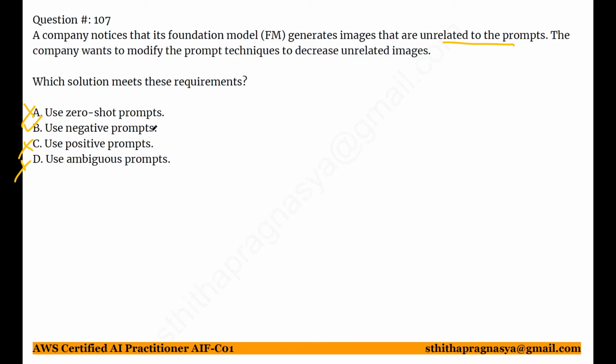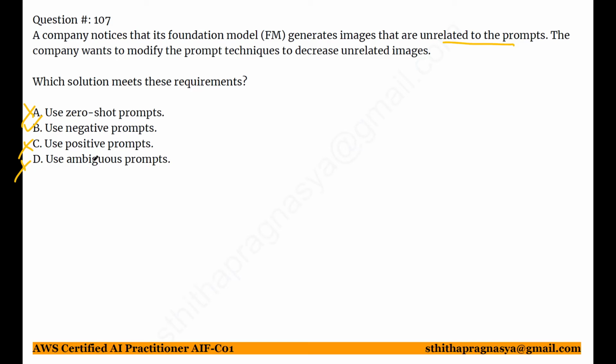While they are essential for guiding the model, they do not explicitly address the issue of excluding unrelated elements, making them less effective in the specific context. So this is not the best choice, as positive prompts alone may not sufficiently reduce unrelated content.